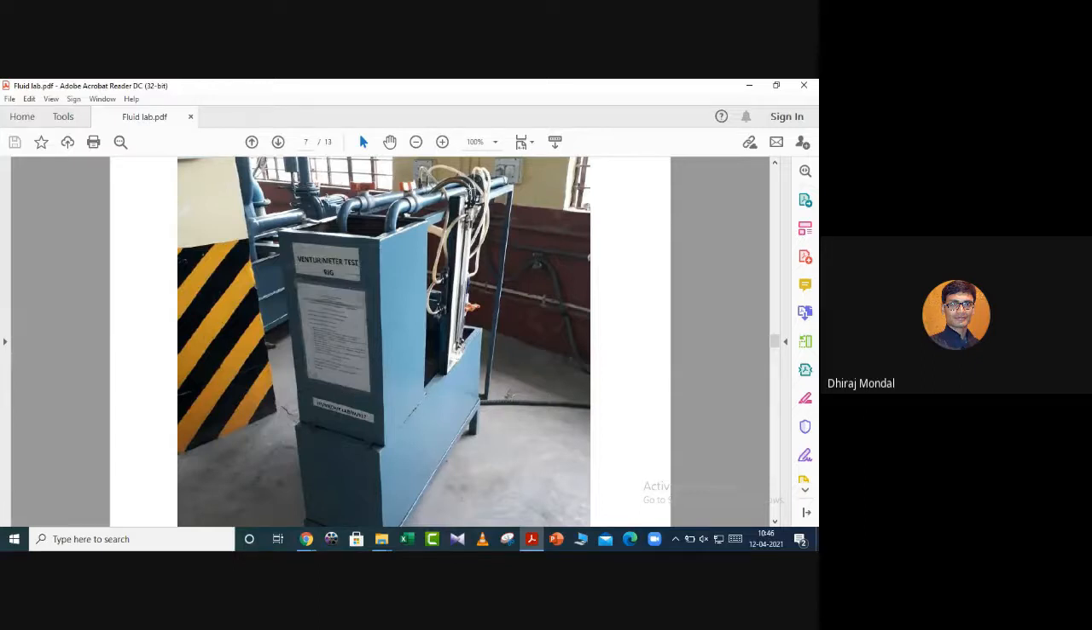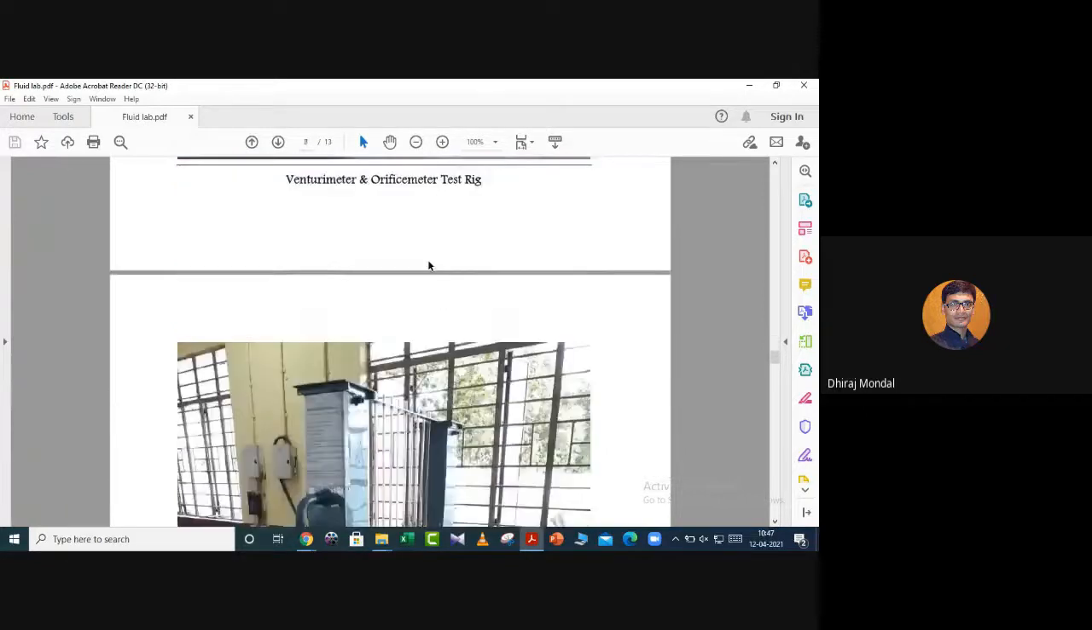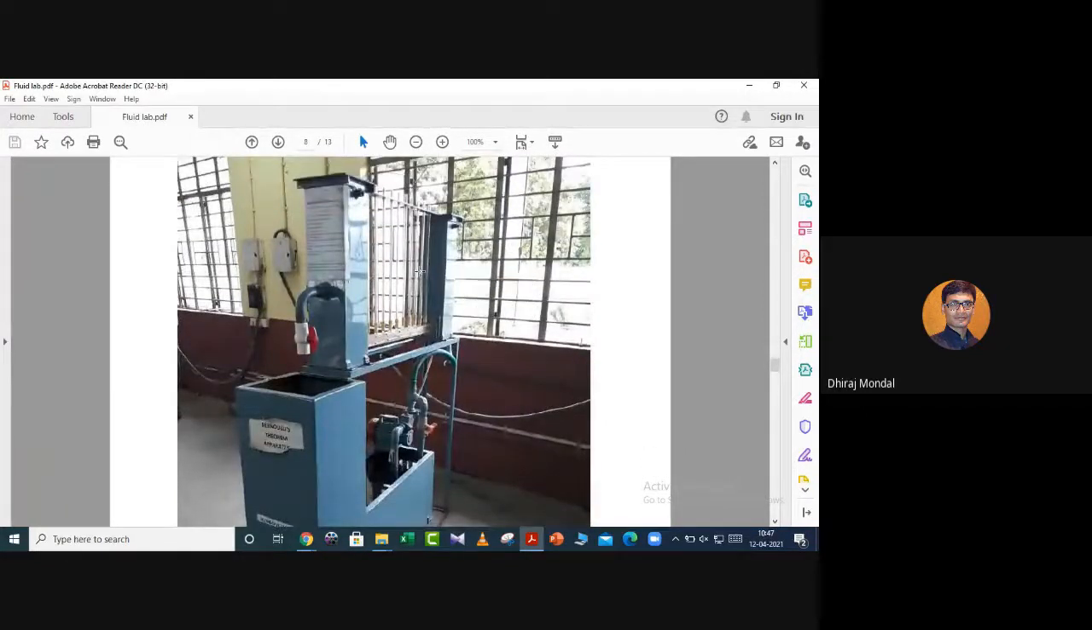Now, here it is your orifice meter, the same arrangement. The venturimeter basically has converging and diverging parts and one neck, and it is attached between two pipes. Here it is one kind of slot, or some plate, which is installed at this particular point, and the water is allowed to flow through this confined space. As a result, we get the discharge and also the coefficient of discharge.